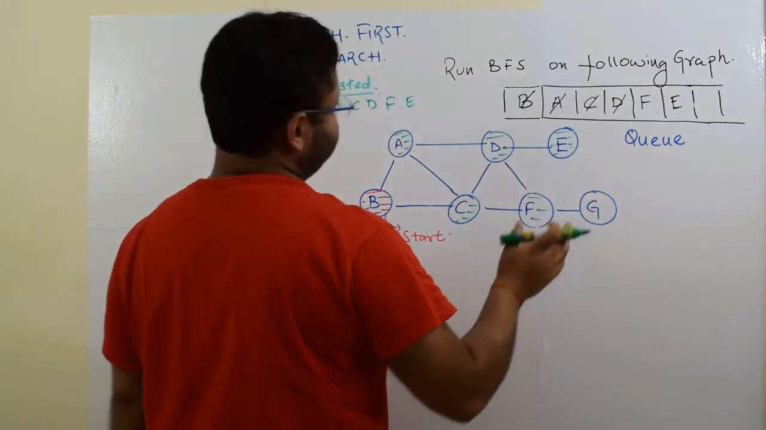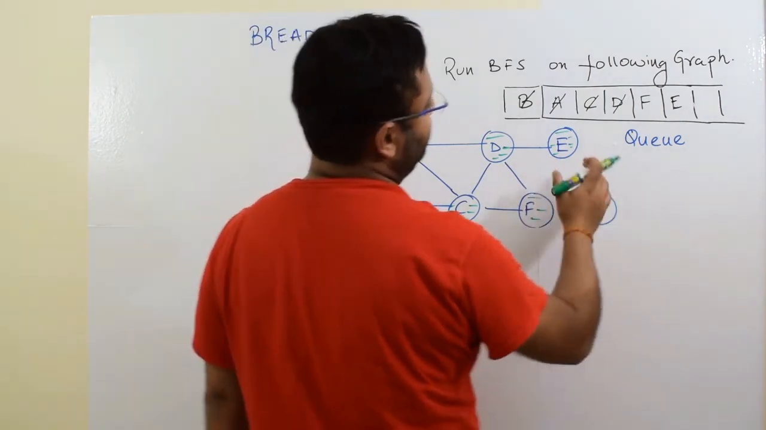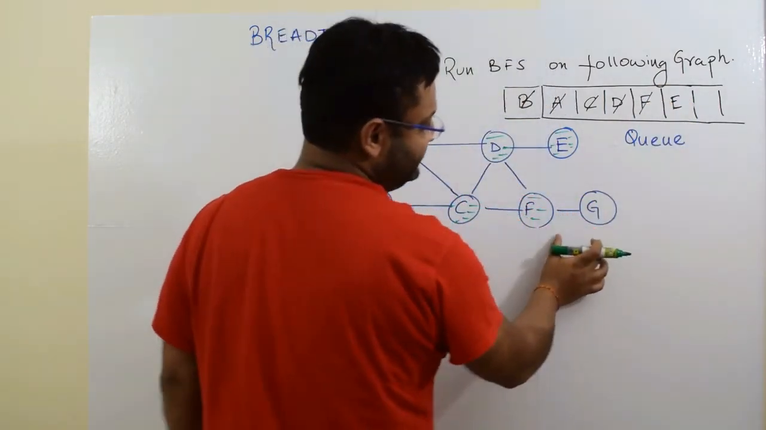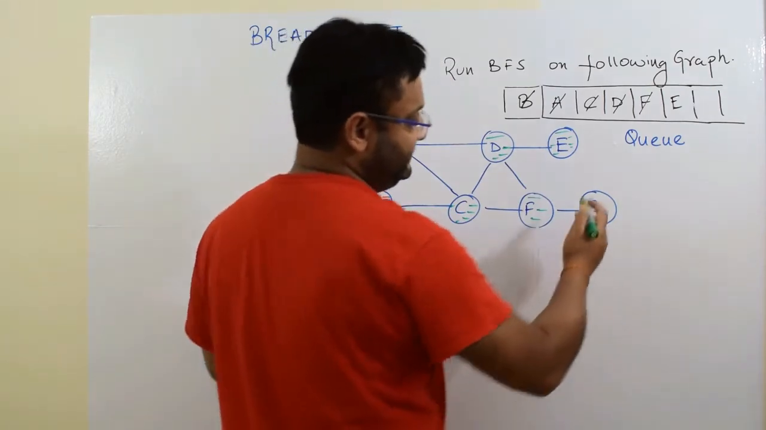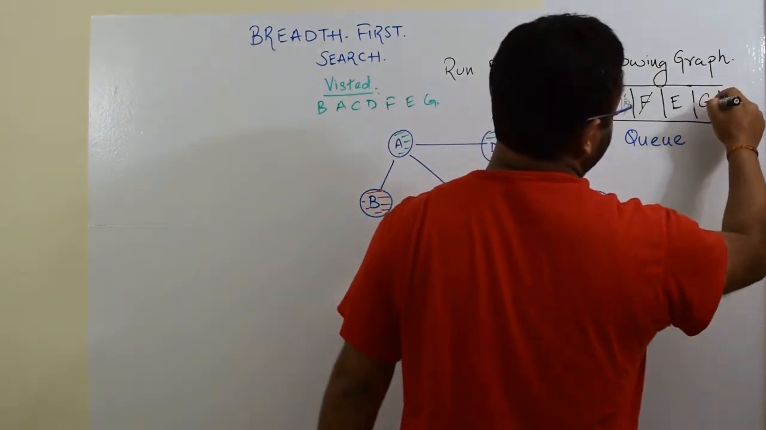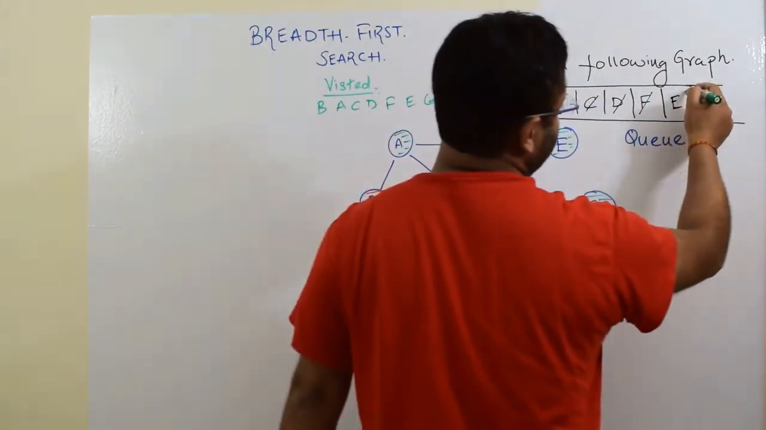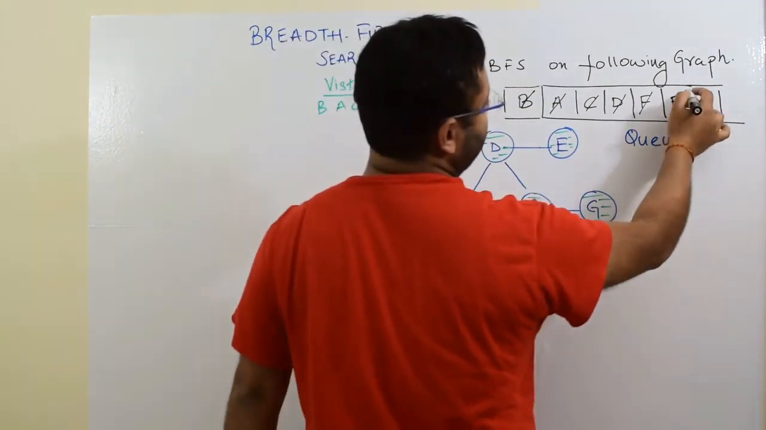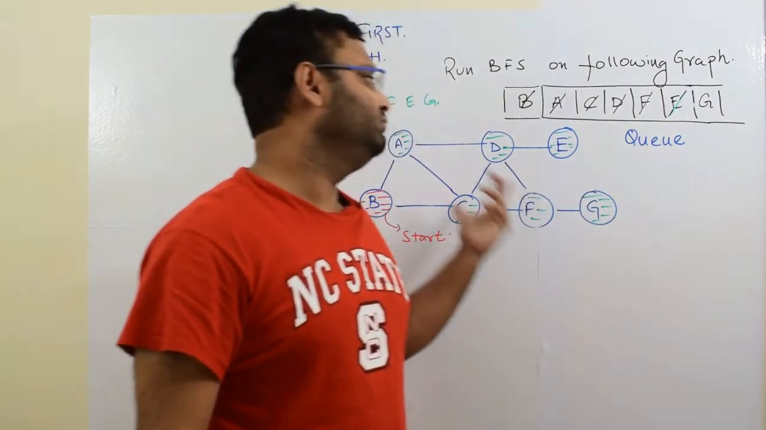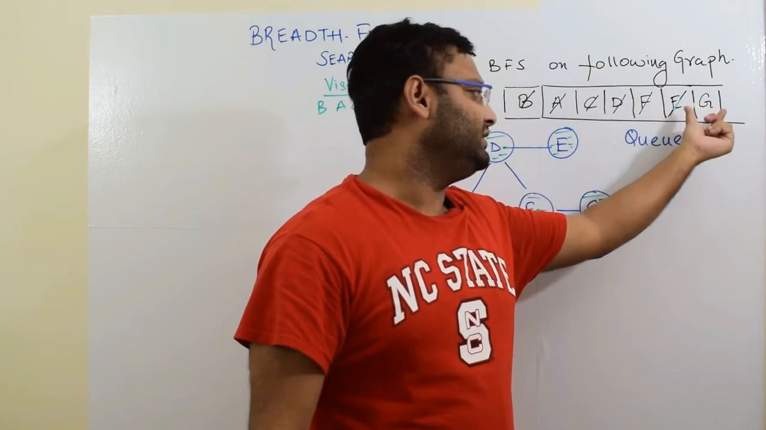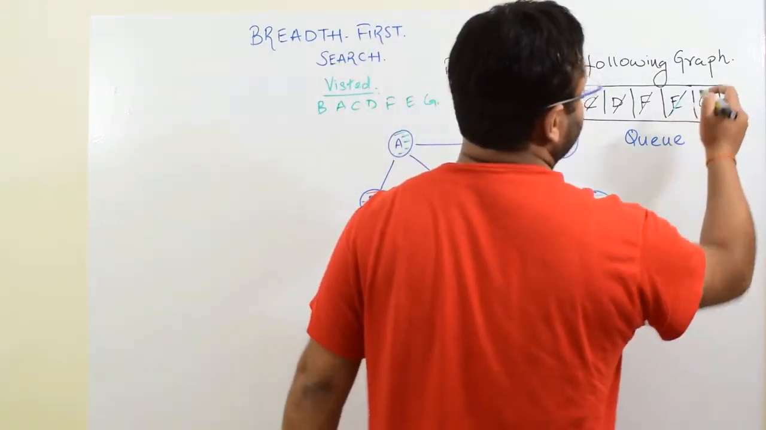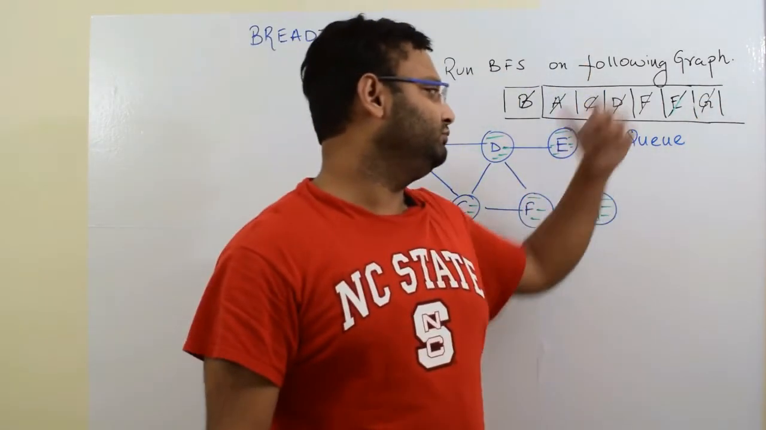Fine. Now what do we need to take out? Definitely F. So any other neighbor of F which has not been visited? Yes, there is only one neighbor which has still not been visited: G. We'll mark it visited and push it into the queue. Now E is remaining. We'll take E out and see any neighbor of E which has not been visited? No, nothing to do. Proceed further. Then we'll take G out. Any neighbor of G which has not been visited? No. We'll take G out and there is nothing to push into the queue.